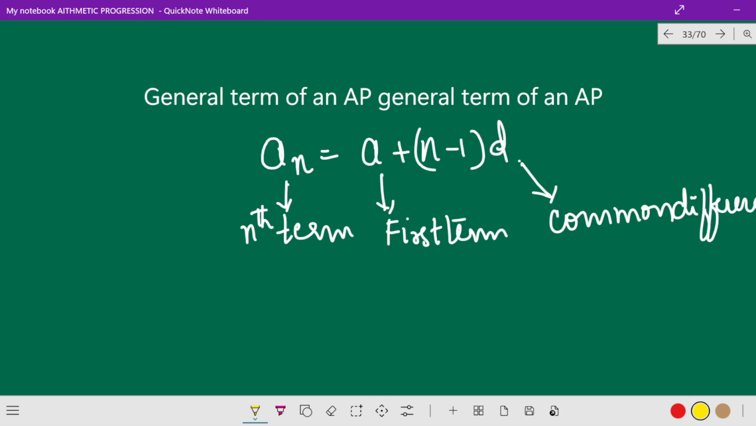Today we will start the general term of an AP. The general term of an AP is given by the formula an = a + (n - 1) d, where an is the nth term, that is the last term.